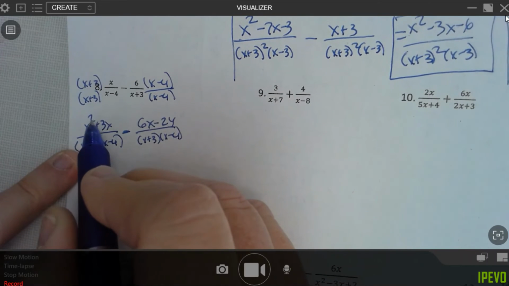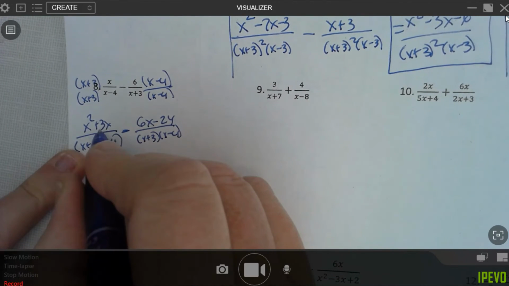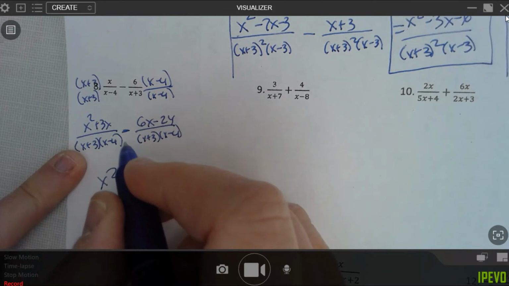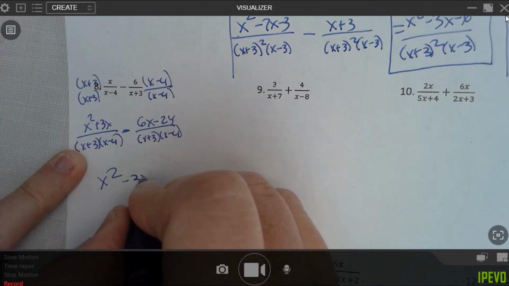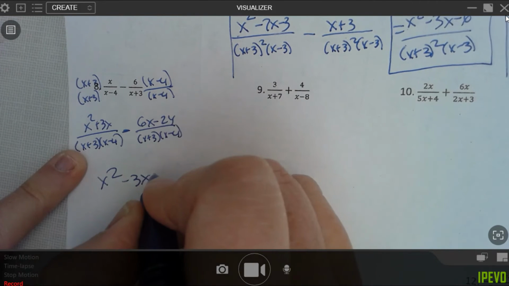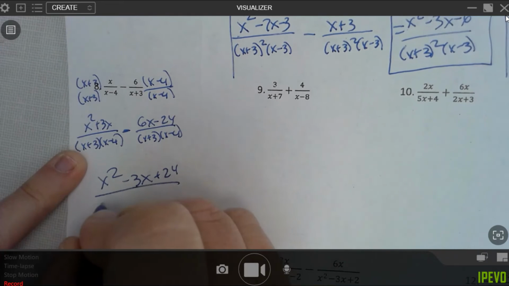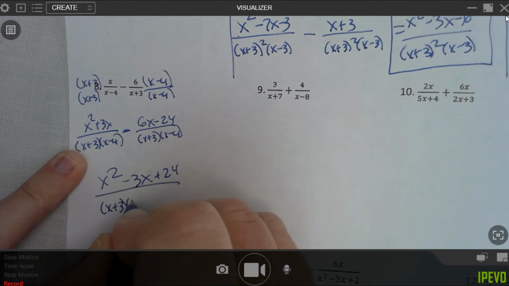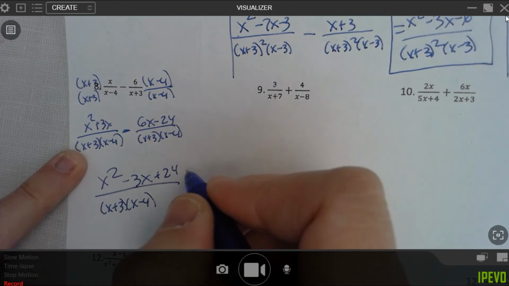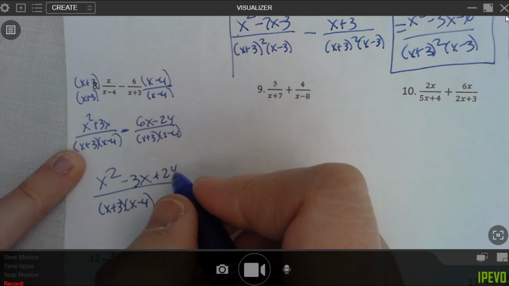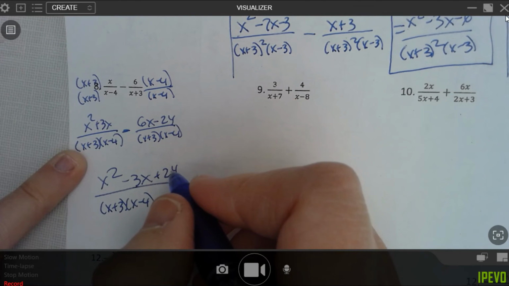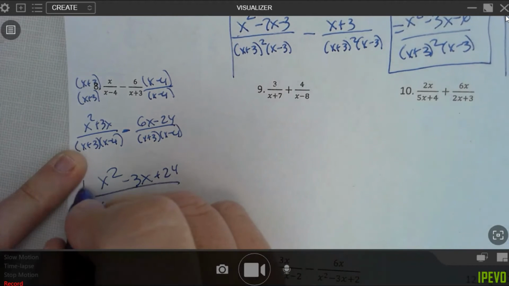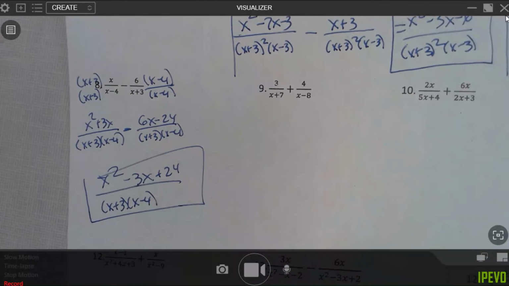And then subtract like terms. So we have x squared. I have a 3x minus a 6x, and then minus a negative 24. See if there are factors of 24 to get 3. No. Okay, so we're done. All right, so why don't you pause the video and try 9 and 10 on your own.